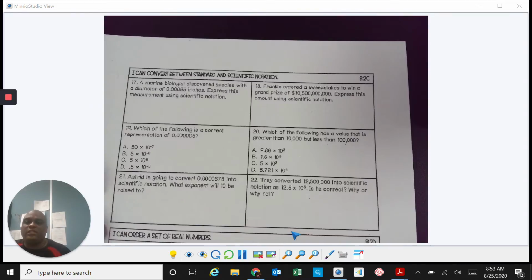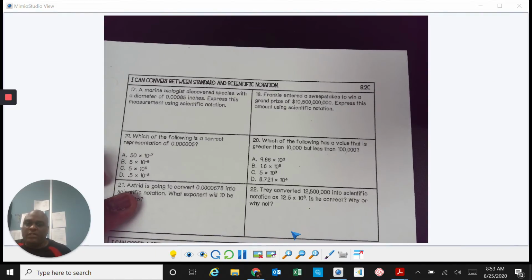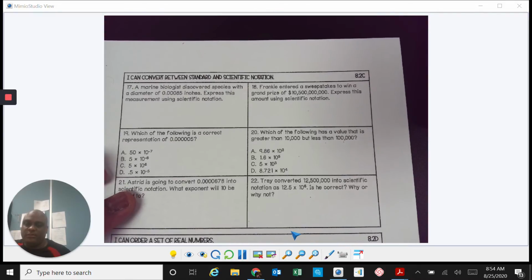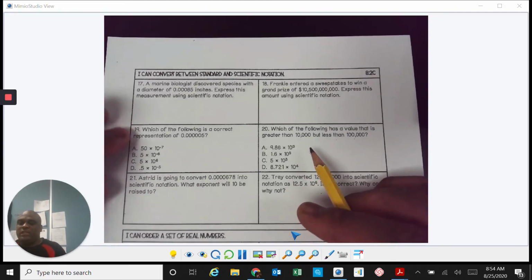The last two sections are scientific notation. I'm not going to go over scientific notation. Just make sure you're not counting zeros. Remember that a negative exponent is a very small number. A positive exponent is a very large number, and that first digit, before the decimal point, needs to be a number 1 through 9. Right? So I'm going to do 19 real quick.